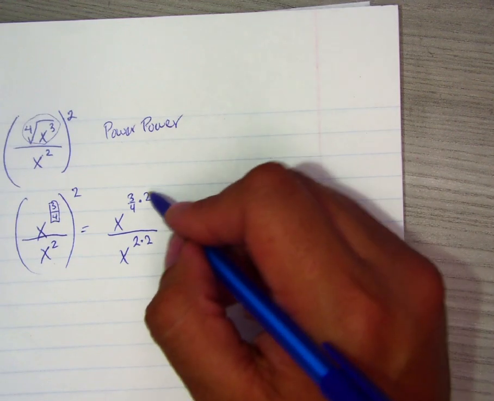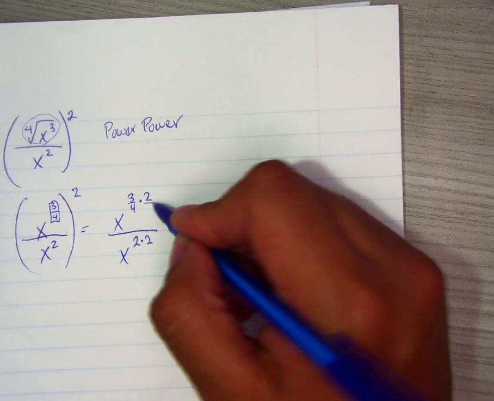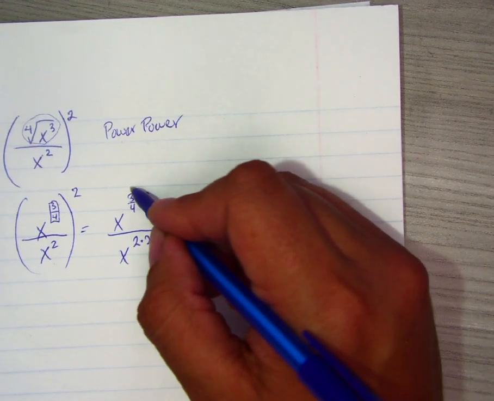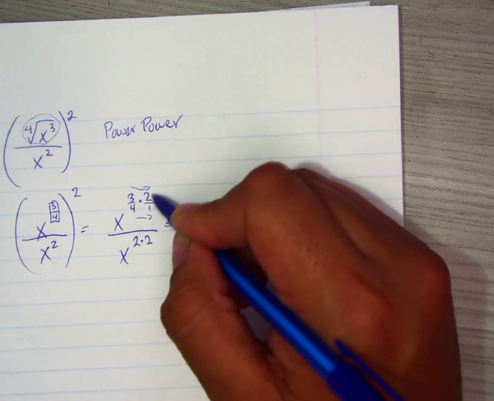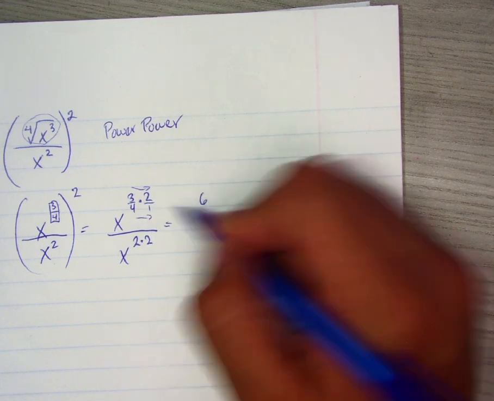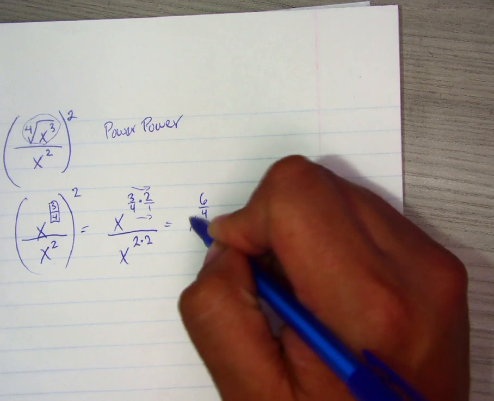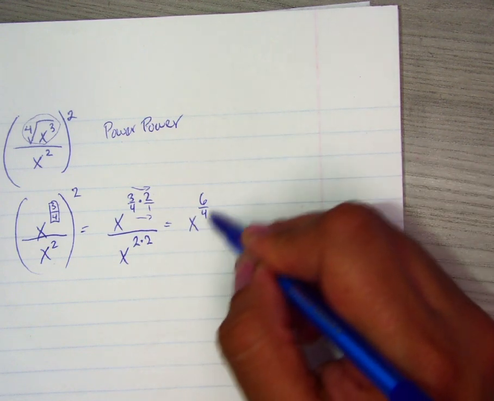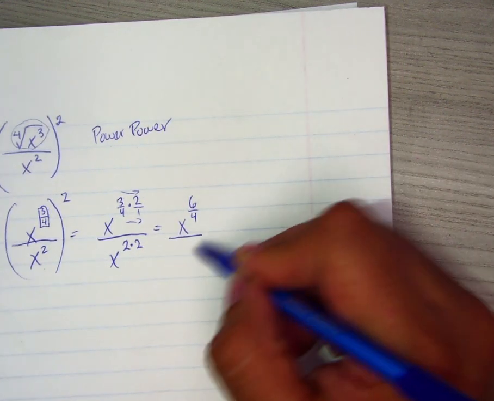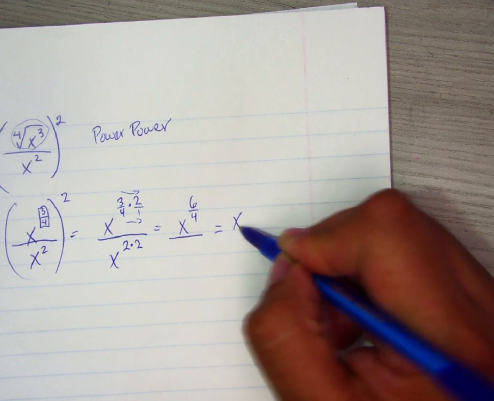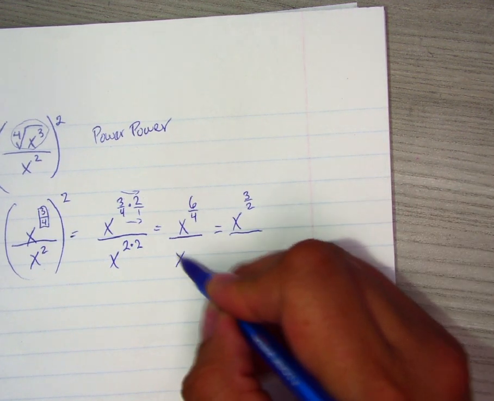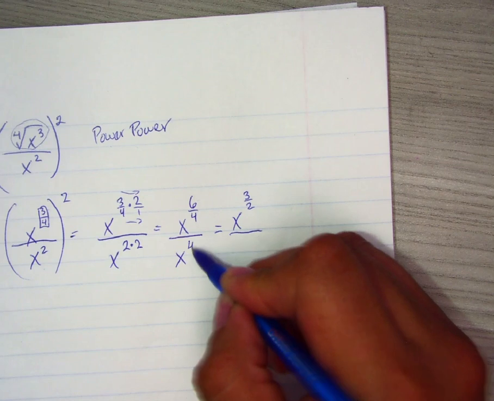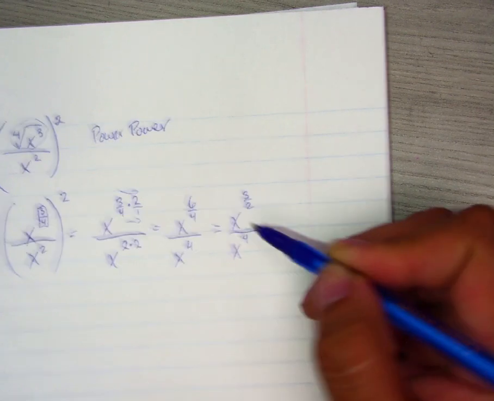On the top, we have 3/4 times 2, which we put over 1. And when you multiply fractions, you multiply straight across. So that will give you 3 times 2, which is 6, and 4 times 1, which is 4. And 6 over 4 can simplify as 3/2. On the bottom, we have 2 times 2, which is 4. So on the bottom, we just have 4.